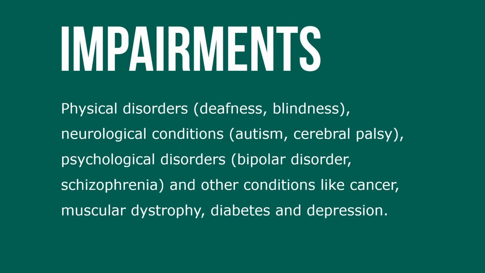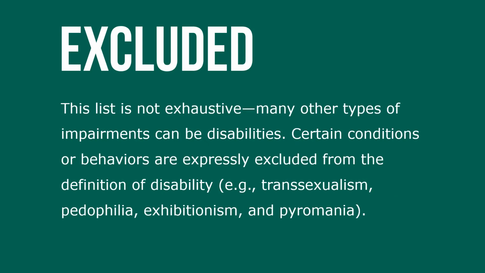Physical disorders like deafness and blindness, neurological conditions like autism and cerebral palsy, psychological disorders like bipolar or schizophrenia, and other conditions like cancer, muscular dystrophy, diabetes, and depression. The list is not exhaustive. Many other types of impairments can be disabilities. Certain conditions or behaviors are expressly excluded from the definition as well.